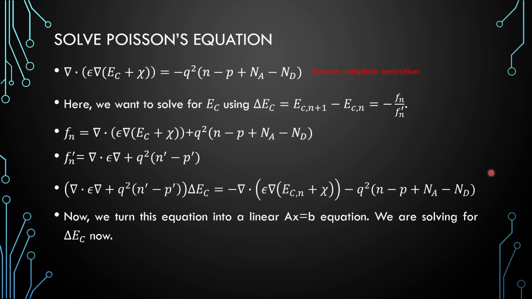After substituting Fn and Fn prime into this first equation, we obtain a linearized Poisson equation for us to solve directly. In this equation, the only unknown is delta EC, which is ECn+1 minus ECn. All other variables, such as n prime, p prime, ECn, n, and p, can be calculated from the previous EC, which is ECn, a known variable. Now we have linearized this Poisson equation so that it can be directly solved as a linear Ax equals b equation using a linear solver.